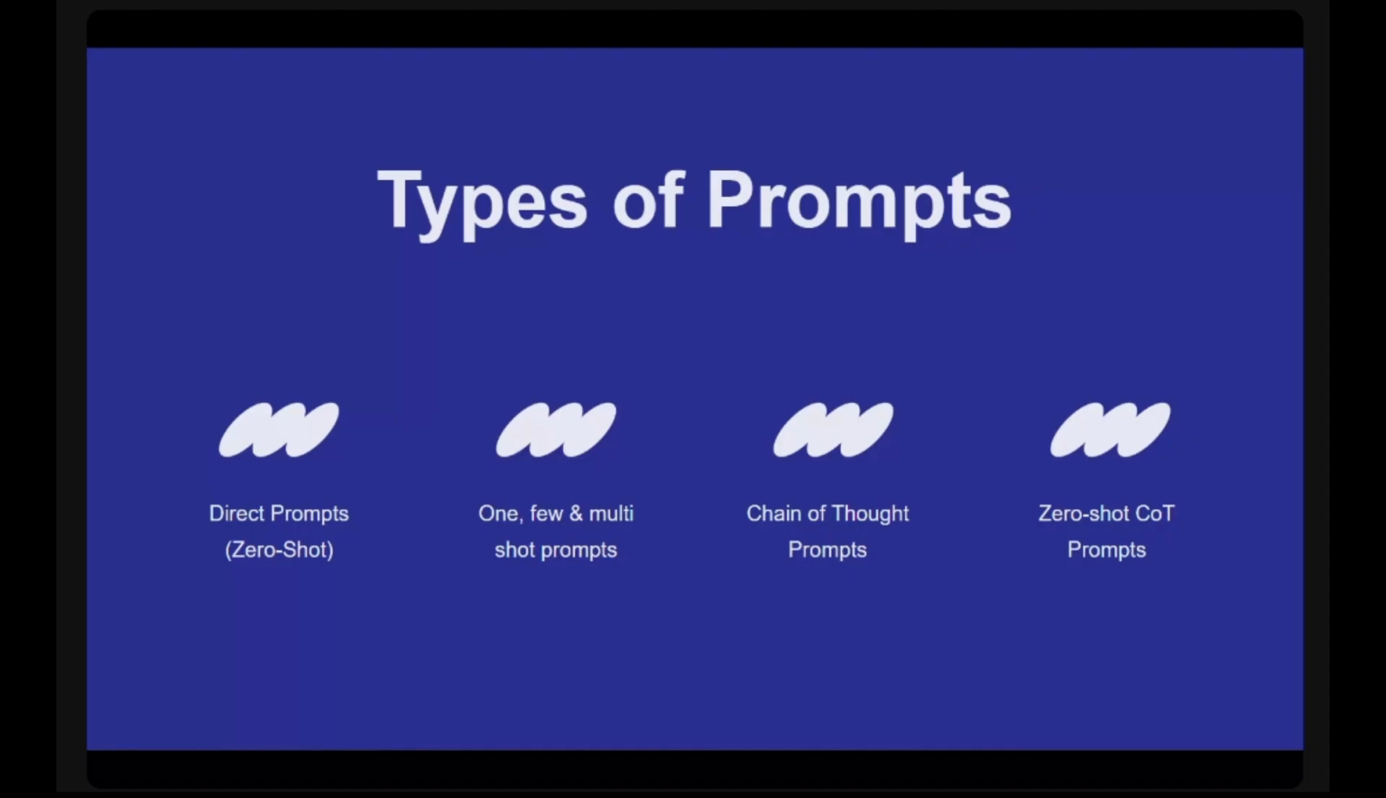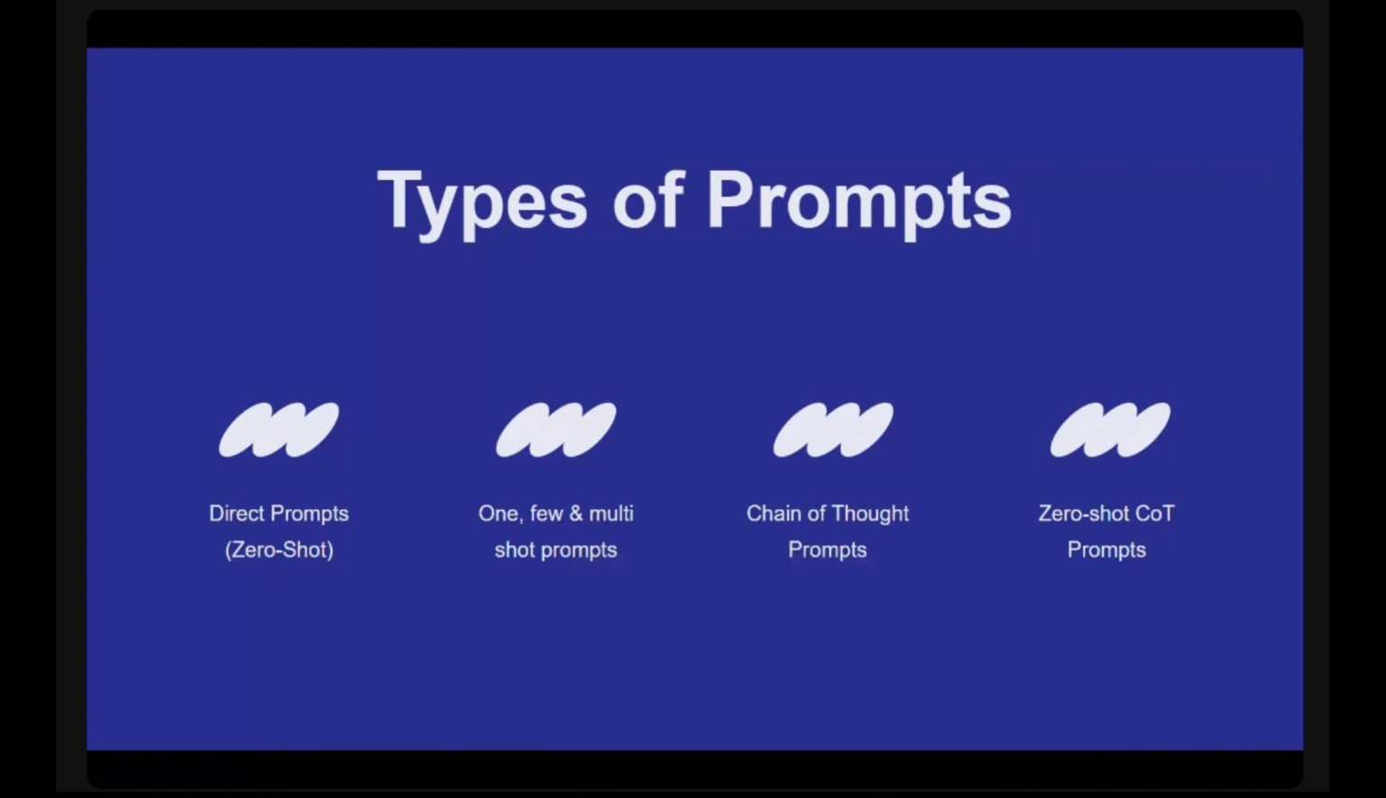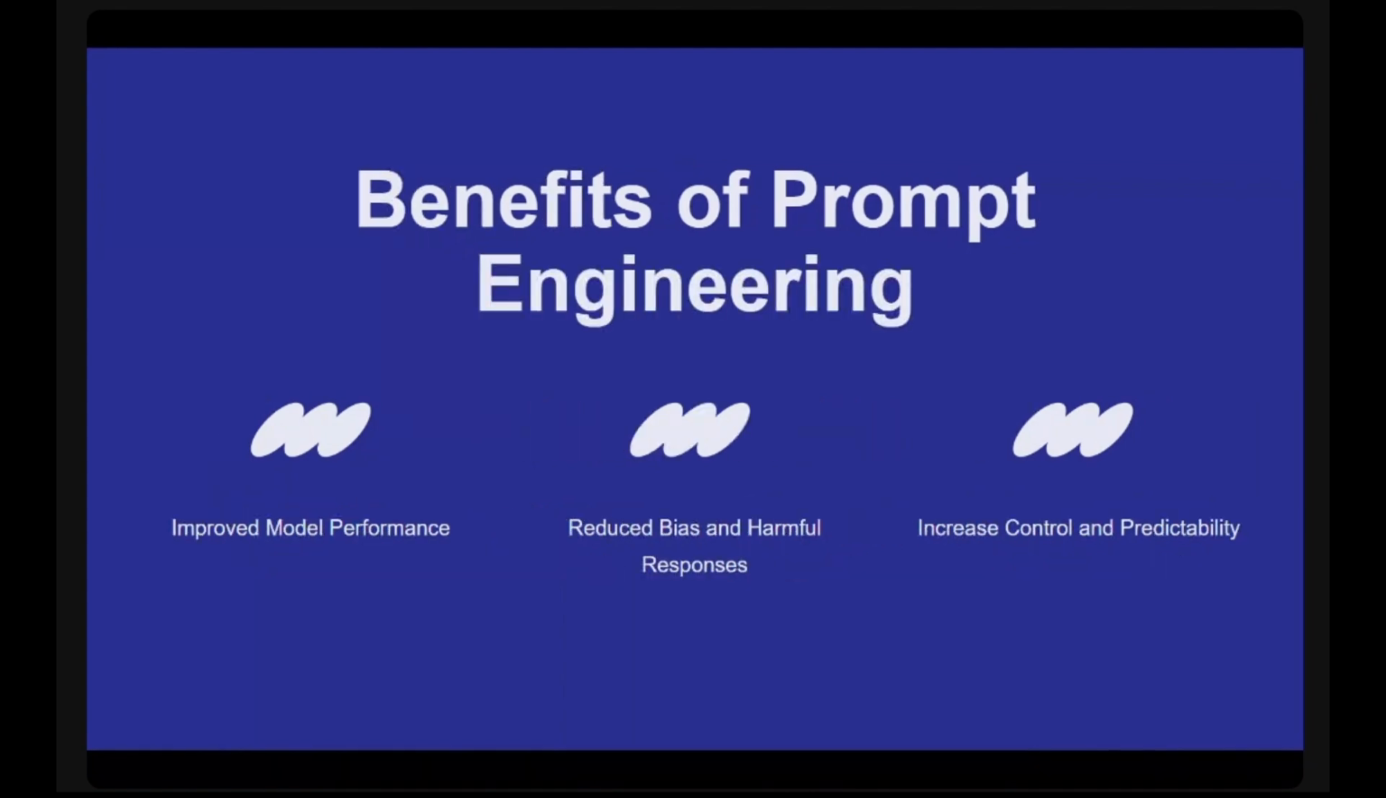You do not communicate in multiple messages, just one shot of a message. It's called zero shot chain of thought prompts. So these are the types of prompts. What are the benefits of prompt engineering?